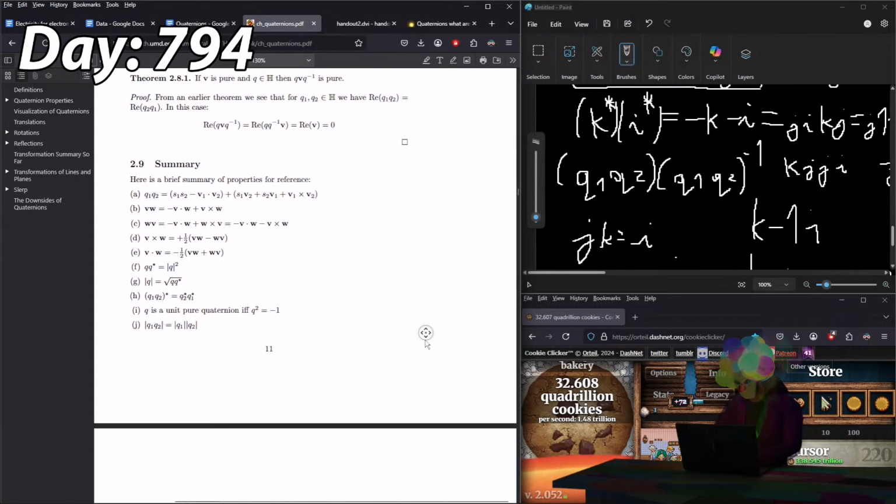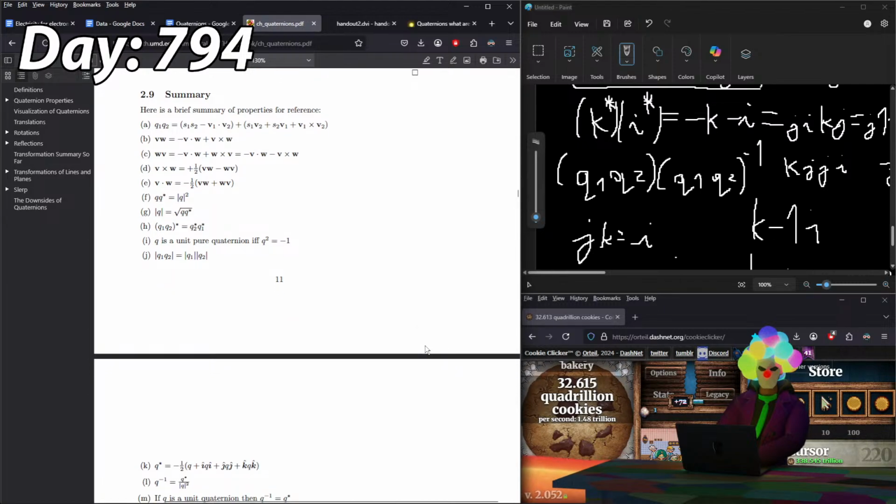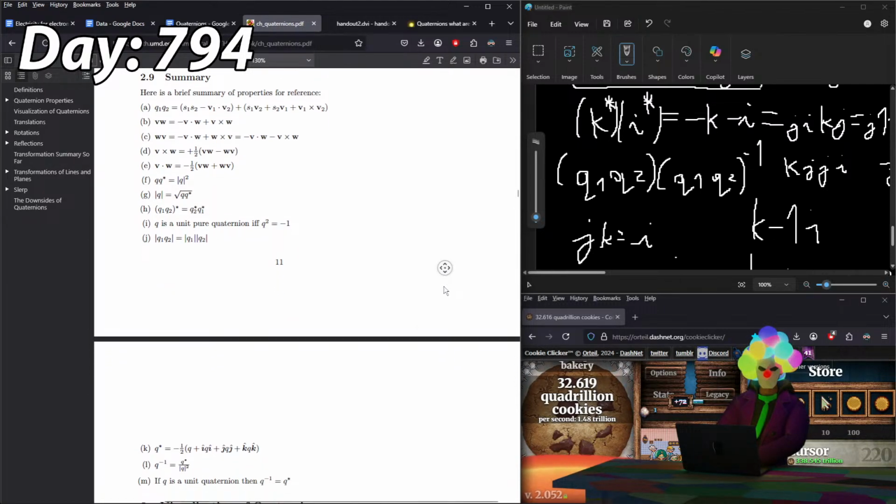Okay. Here's a brief summary of properties for reference. This is great. I love this paper. It's amazing.